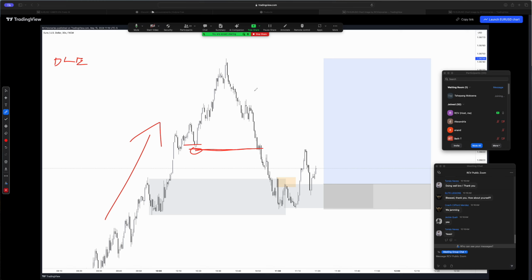Continuation break of structure symbolizes to me that we are internally bearish, right? So if I'm looking for a conversion, then I must have a conversion of a bearish to bullish in order to target a previous high. I usually always target the immediate previous high, if any of you are wondering, previous high or previous low.